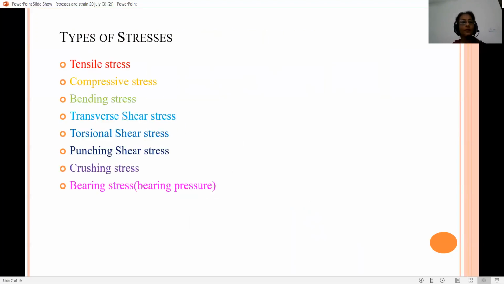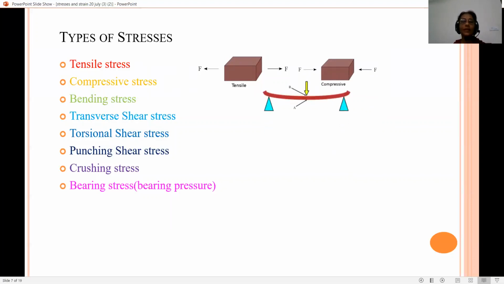Next, we have in our syllabus various types of stresses. Which types of stresses are we going to study? That is tensile stress. Here you can see pictorial view. Then we are going to study compressive stress. We can see from this diagram. Bending stress, you can see the beam is subjected to bending, so bending we will be studying.